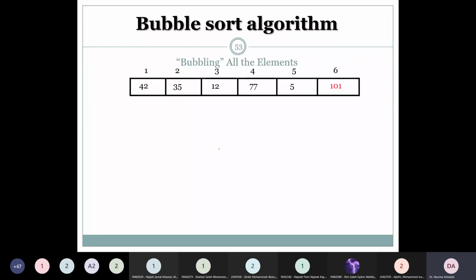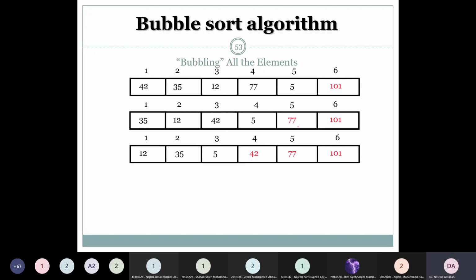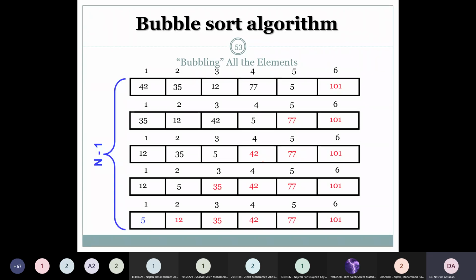Look now. After the second iteration, the 77 will be in the right place. After the third iteration, the 42 will be in the right place. After the fourth iteration, the 35, and so on until n-1. So how many here? We have 6 elements, so we need 5 iterations: 1, 2, 3, 4, 5 iterations to have the right order. Is it clear?